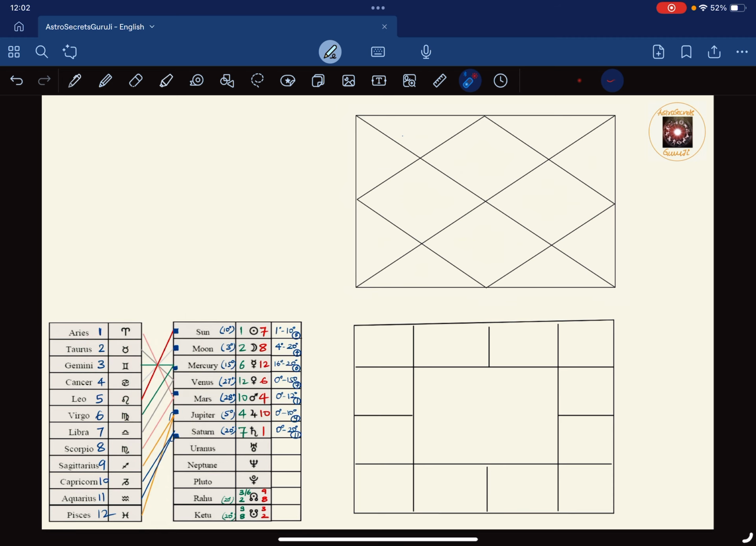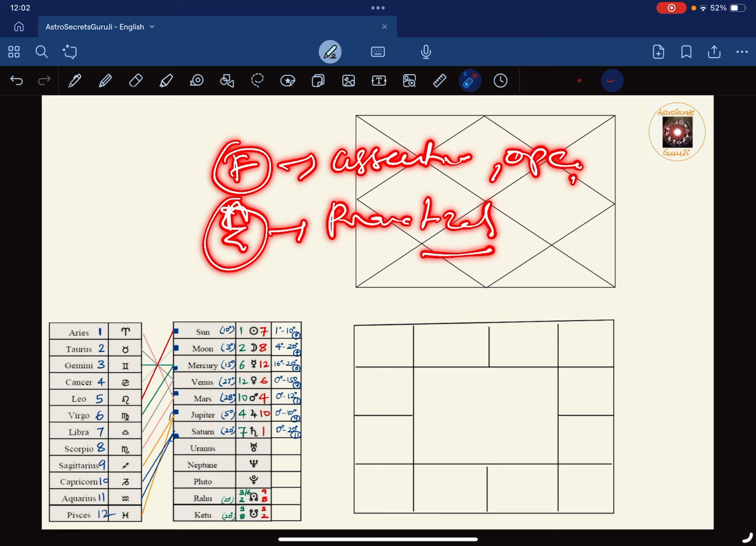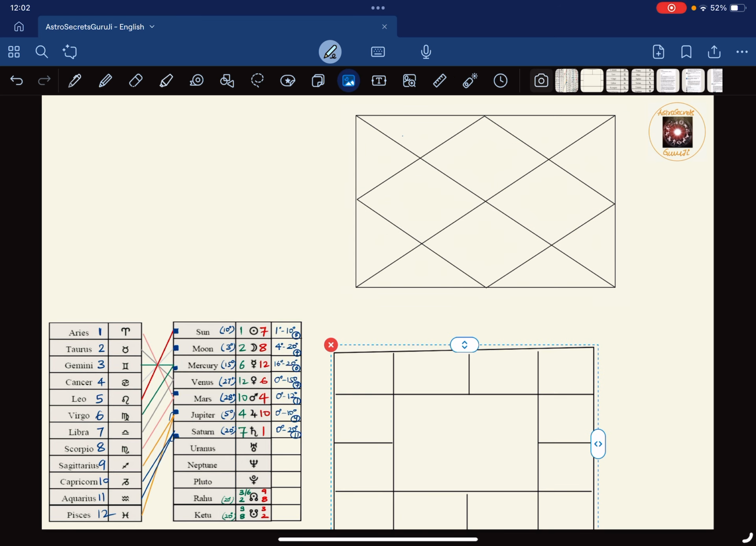And what does it mean? Fire signs are basically assertive, open, and aspiring. Earthly signs are practical and grounded. Airy signs are communicative. And when it comes to watery signs, they are sensitive and instinctive.